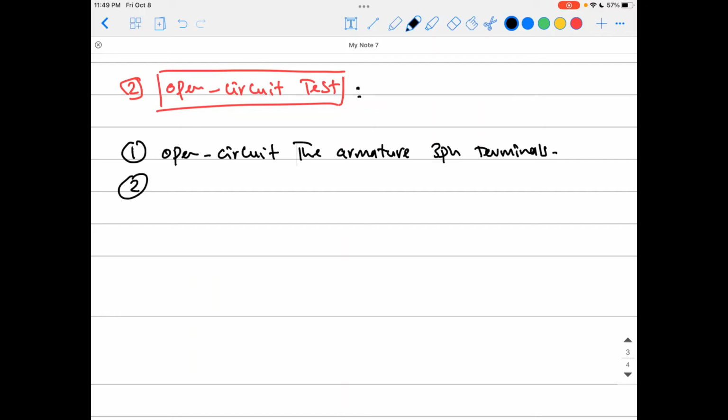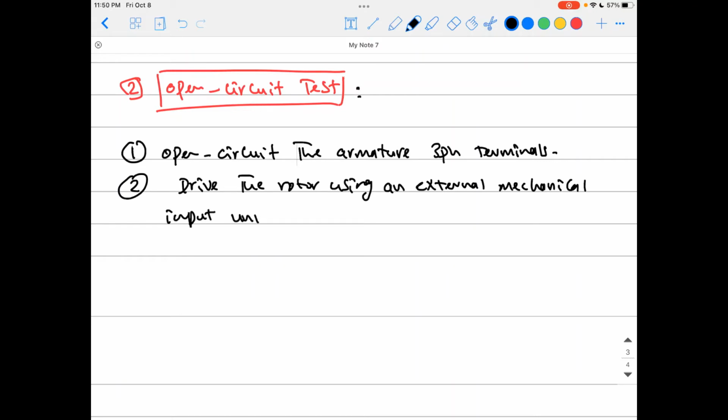Okay guys? Step number 2, drive the rotor using an external mechanical input until it reaches synchronous speed. And you know how to calculate synchronous speed, NS equals 120 F over P.